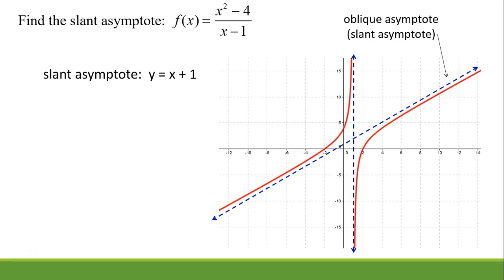So if you look back at what that slant asymptote looks like in our picture, you can see that it is a line that has a slope of 1 and a y-intercept of 1. And if we can graph that slant asymptote and then go ahead and look at our first derivative and our second derivative to determine where our function's increasing and decreasing and where our concavity is, we can still put all those pieces together to make our graph.